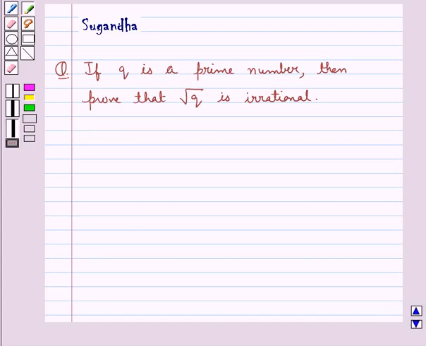In this session we discuss the following question which says, if q is a prime number, then prove that square root q is irrational.